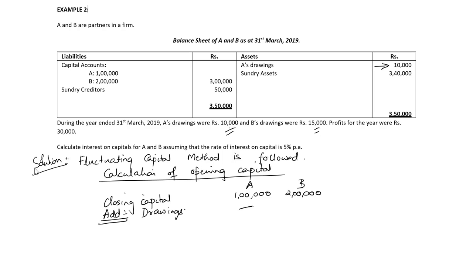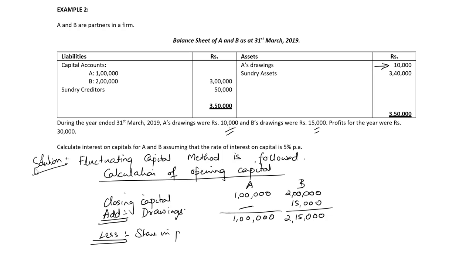But B's drawings of 15,000 will be added because B's drawings has been transferred. We can find out because B's drawings balance is not given in the asset side of the closing balance sheet. Only A's drawings of rupees 10,000 has not been transferred and therefore we cannot add the rupees 10,000. So we get for A the amount as 1 lakh and for B the amount as 2,15,000. Next we need to subtract the share of profits.